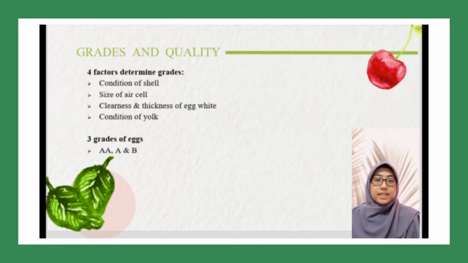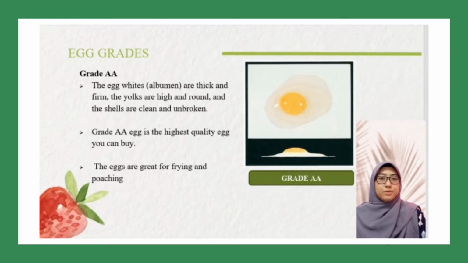Grades and quality. There are 4 factors determine grades. Firstly, we have condition of shell, size of air cell, cleanness and thickness of egg white, and condition of yolk. For the 3 grades of egg, we have grades AA, grades A, and grades B. Let's jump to another point for egg grades AA. The structure of the egg white are thick and firm, the yolk are high and round, the shell are clean and unbroken. Grade AA egg is a high quality egg you can buy. The eggs are great for frying and poaching.